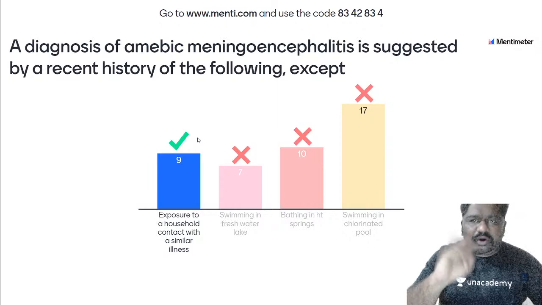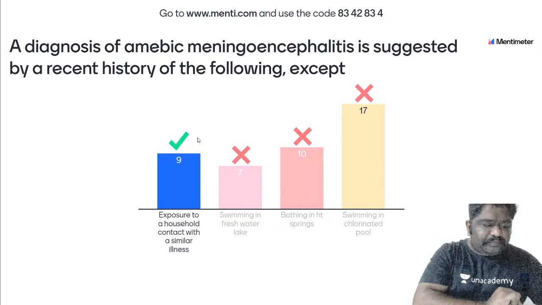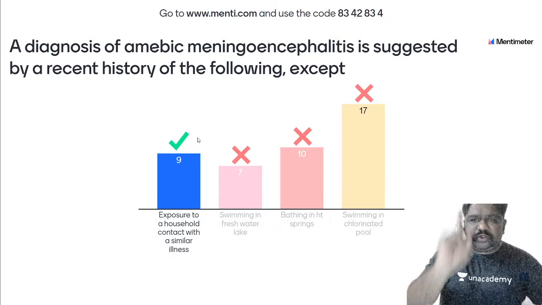Okay, with this one question, let me not torture you again with the same information. I'm repeating one last time. Please go to menti.com, not Mento, menti.com, and use the code 834-2834 and then try to play this game. So one question is done, remaining questions, 8 questions in total. So let's go for the leaderboard here.